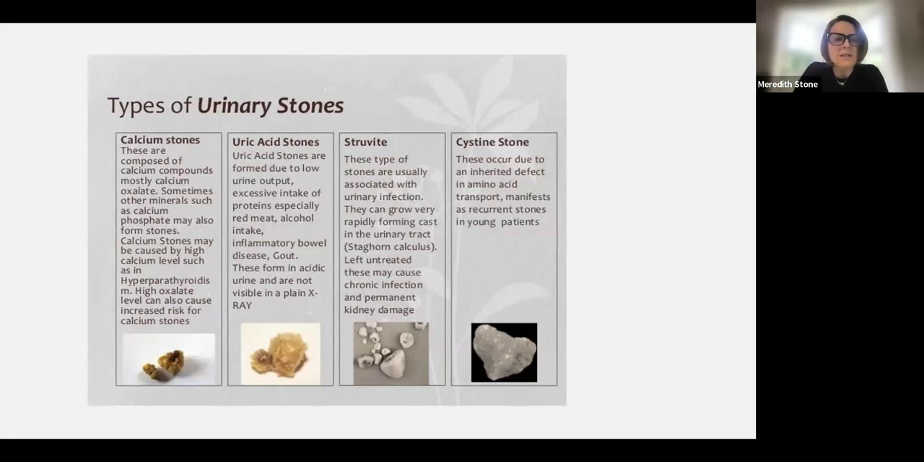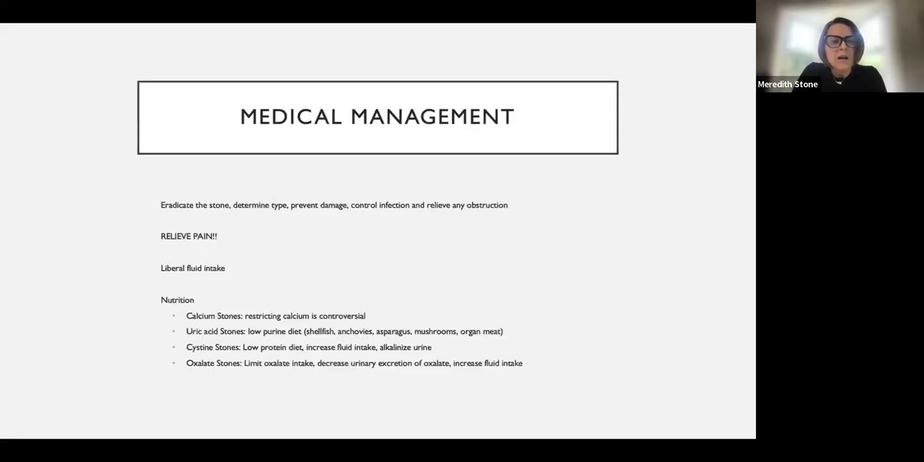And this is a good slide to take a look at too, right? What are they made of? What are some potential risk factors, and what makes sense that you might want to avoid or decrease if you were thinking about a calcium stone or a uric acid stone? What kind of diet recommendations might you make for a patient?